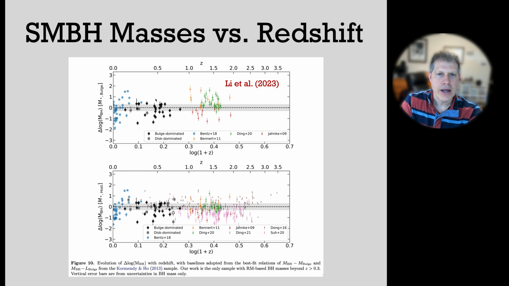Considering reverberation map systems, and then considering a variety of other studies that have attempted to measure black hole masses out at higher redshifts. So again, these are local reverberation map systems here. These are reverberation map systems from a higher redshift project, the Sloan Digital Sky Survey Reverberation Mapping Project. And then here are other sort of generally single epoch measures of black hole masses. And there doesn't seem to be strong evolution compared to the local relation, which again is shown by the dashed line in the gray shaded region there. And here is a similar relation for host galaxies down there. There doesn't seem to be much of a correlation.